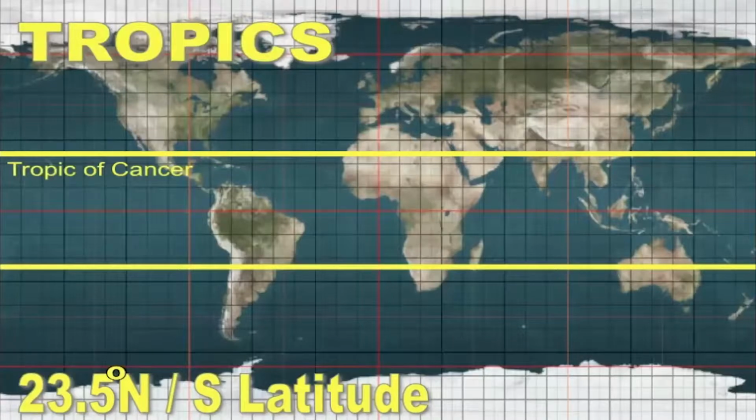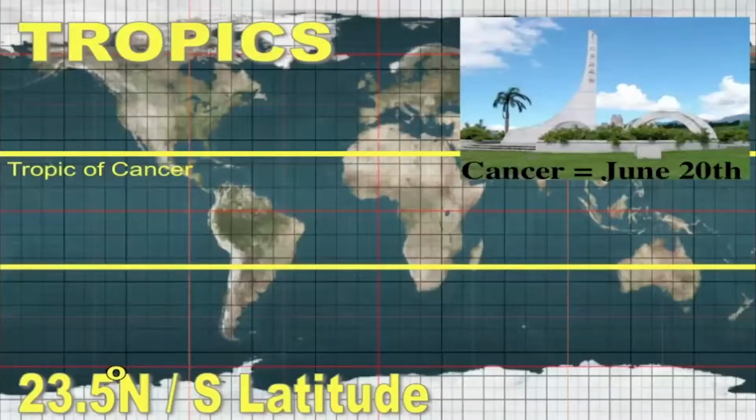About 23.5 degrees north or south of the equator are the lines of the tropics. The north one is called the Tropic of Cancer. The reason why it's called the Tropic of Cancer has to do with the zodiac. If your birthday's in the zodiac month of Cancer and your sign is Cancer, your birthday's probably the end of June or sometime in July. Well, the first day of the month of Cancer is the day that the sun's rays are shining on the Tropic of Cancer. The first day of Cancer is June 20th. That is also the first day of our astronomical summer.